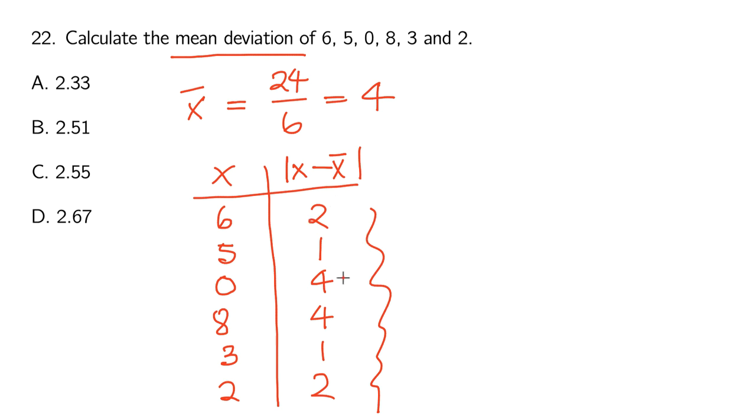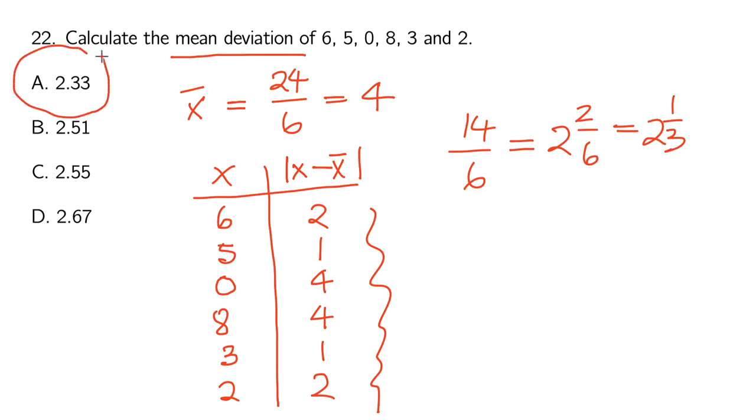So again, we add the numbers. 2 plus 1 plus 4 is 7. So we have 14 over 6 as the mean deviation. And 14 over 6 equals 2 remainder 2 over 6. This is equal to 2 1/3. 2 1/3 is 2.3333 because 1/3 is 0.33 recurring.